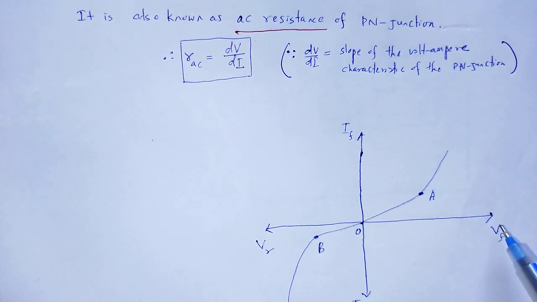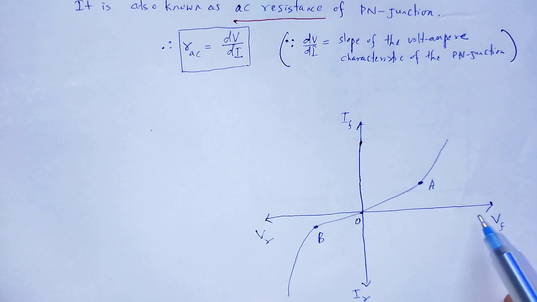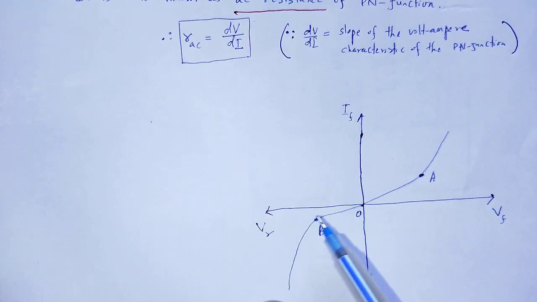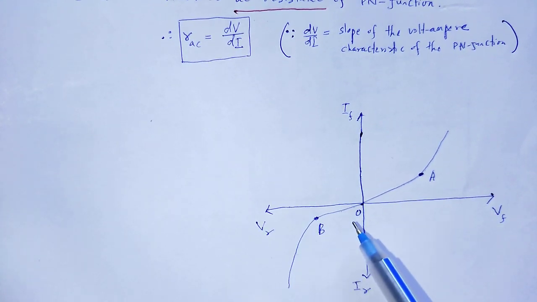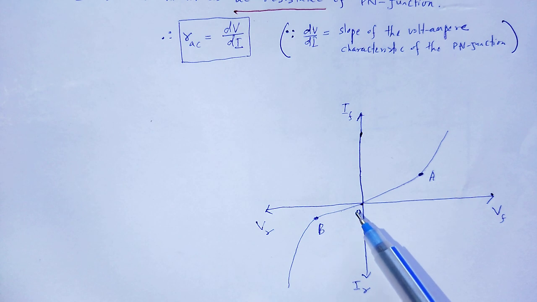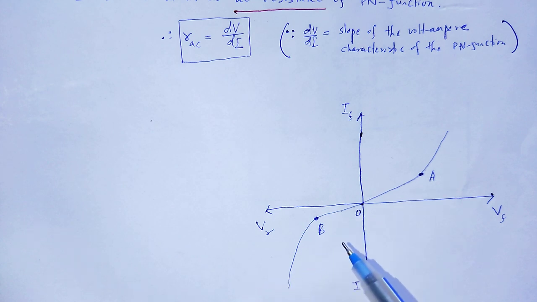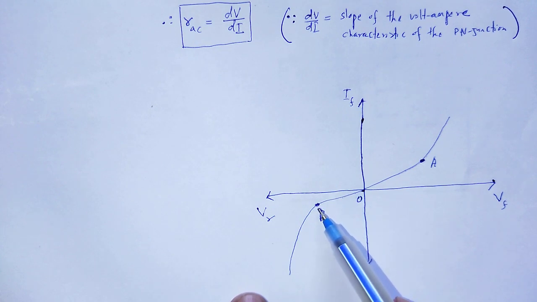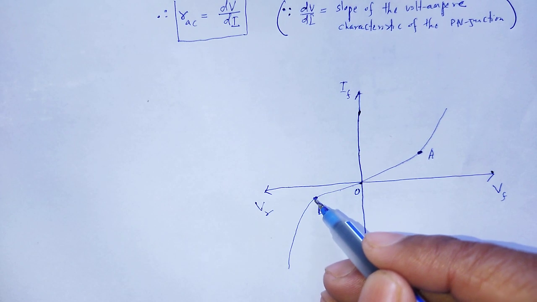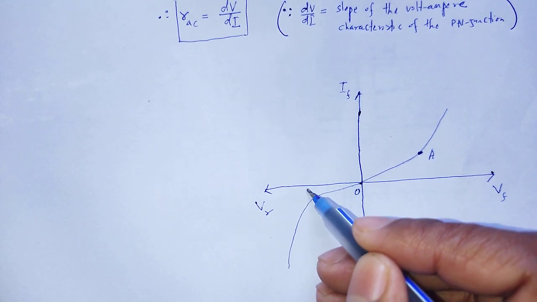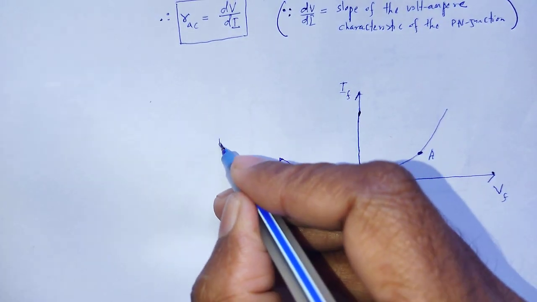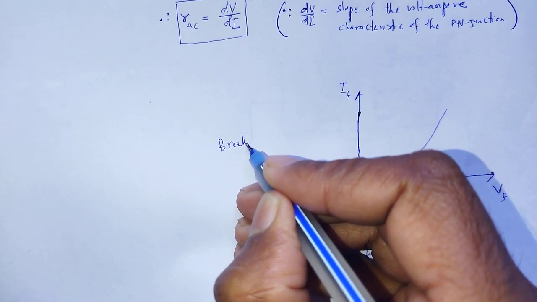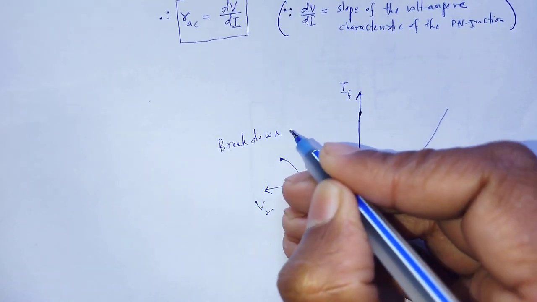If V is positive, then the p-n junction is forward biased. If V is negative, then the p-n junction is reverse biased, and the value of reverse voltage at point P is known as breakdown voltage. Here the voltage is known as breakdown voltage.